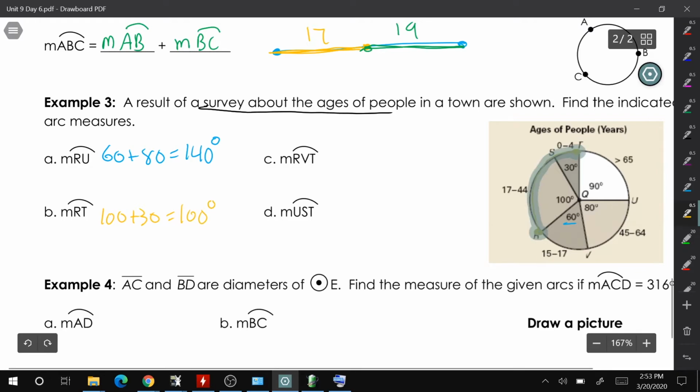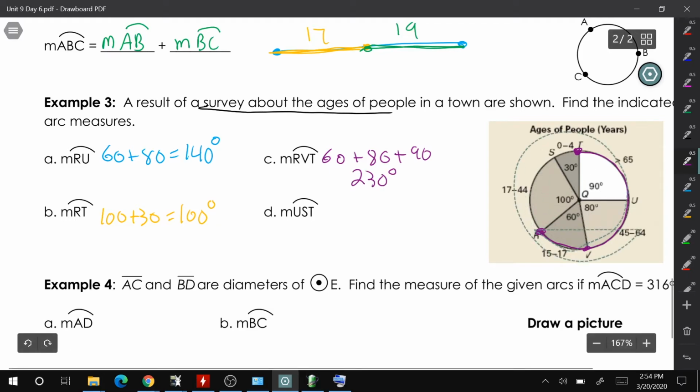Now notice for that one, I didn't go in this direction. I didn't go the other way because there was only 2 letters. That tells me that I want to take the shortest route and not go all the way around like that. Now RVT means I'm going to start at R, go to V, and then go to T, instead of going R to T like that. So then that's going to be 60 plus 80 plus 90, and that's going to give us 230 degrees.